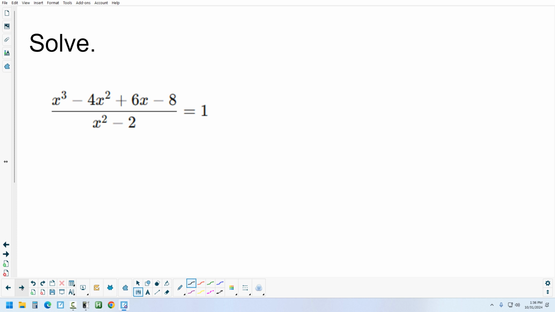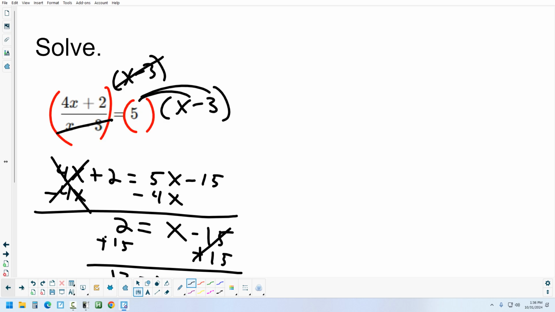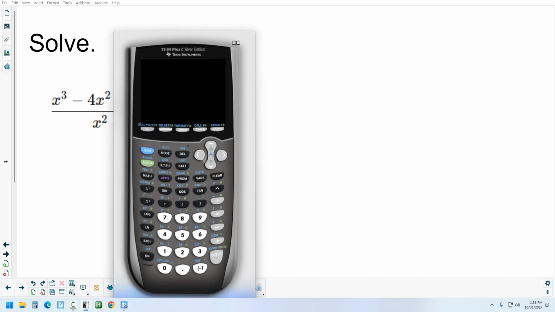EVM ones. So let's look at the last one. This is one where, because the numerator is a cubic, there's a lot of terms. It's a lot more complicated than one like that. So this one, we're going to graph.